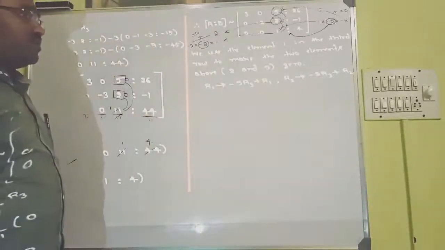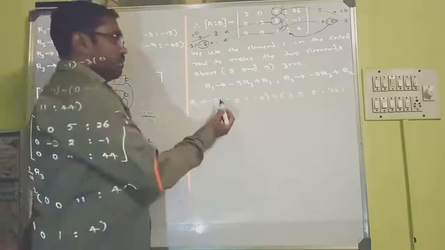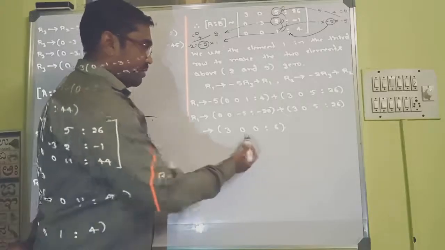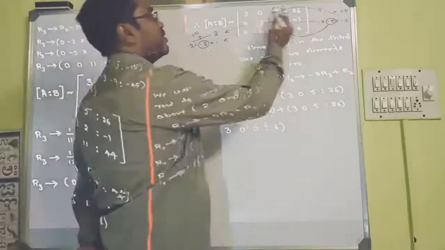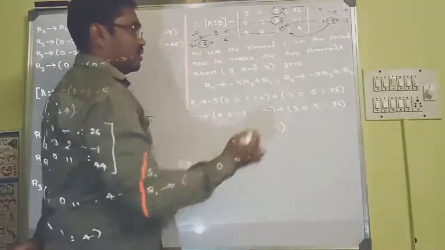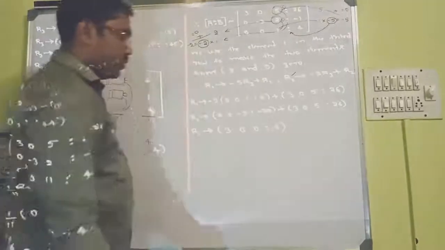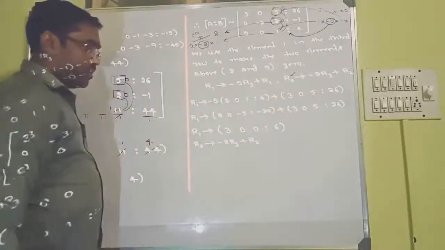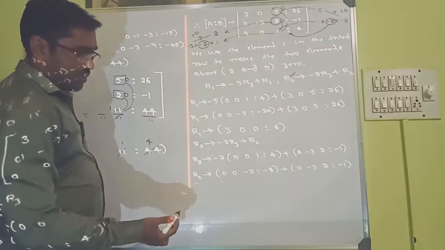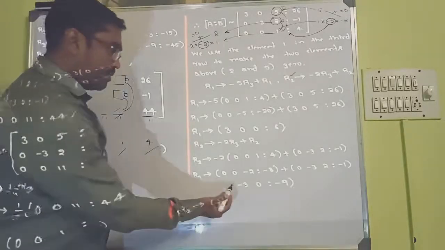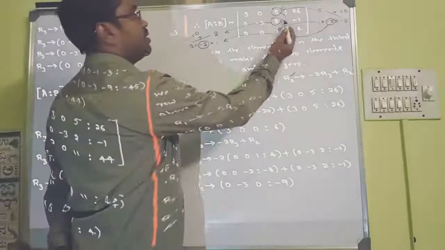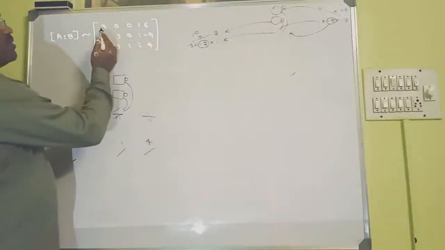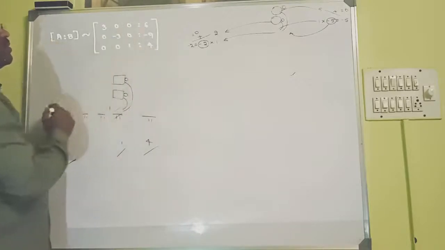If you simplify this further, the new R1 will be this. This is your new R1, which has to be replaced in this place. Similarly, let us find the new R2. R2 is this. We have taken the operation. Now simplify. You will get the new R2 as this, which has to be replaced in this place. Let us replace. Yes, we have replaced new R1 and new R2 in these places.